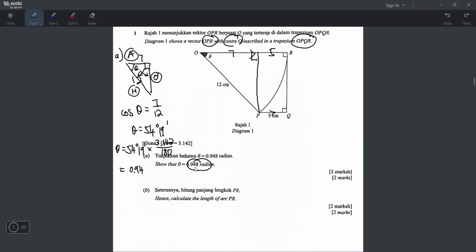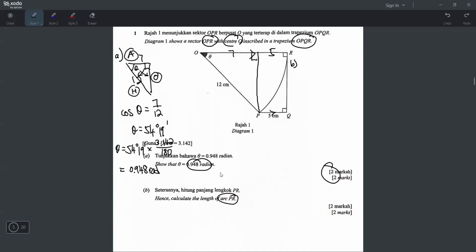But in this case, they want us to show. It means they already want our answer to look like this. So why not just follow the answer? Because this is a show question, right? Okay, so this is the A answer. So you get 2 marks for this. Now let's do B.